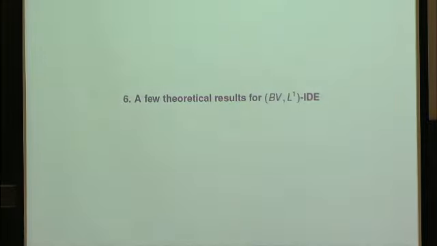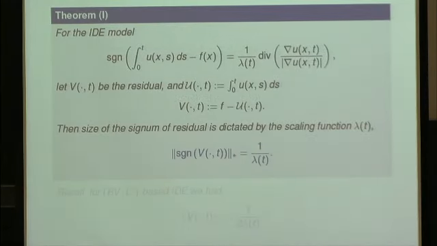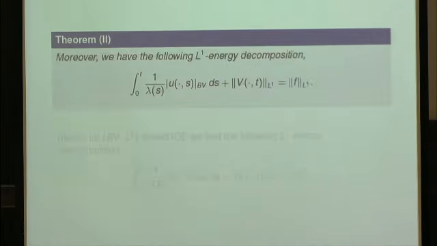So, which is different. A few theoretical results about BBL1 IDE. A similar property, similar theorem here. Here we have the star norm of the signum of V is 1 over lambda t. Recall that for BBL2 IDE we have this star norm of V itself was 1 over lambda t times m. Okay, so that is a little bit different.